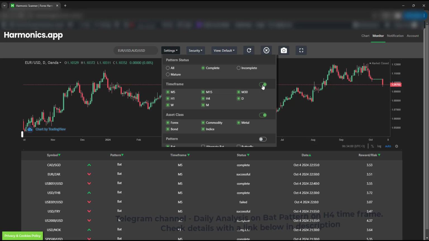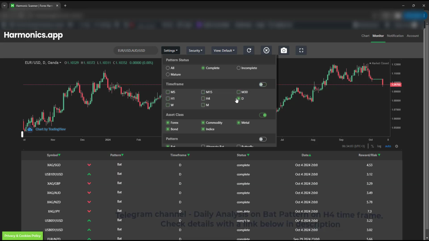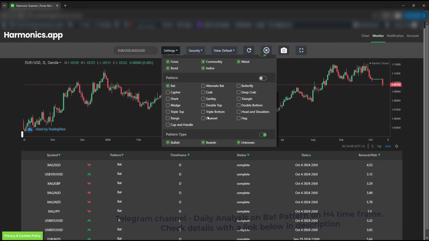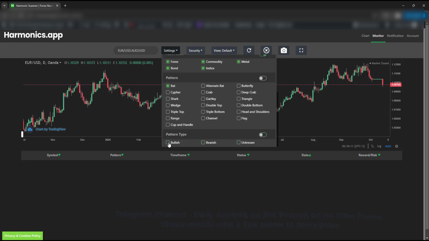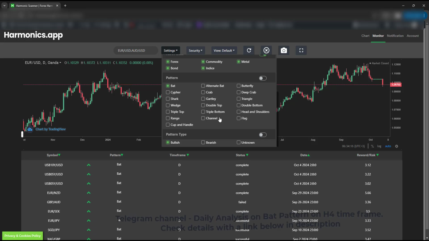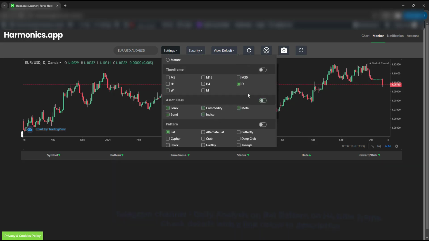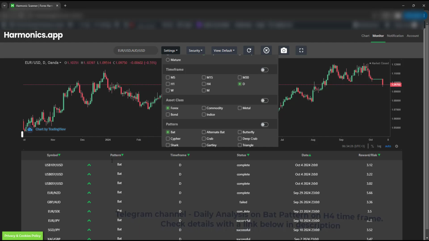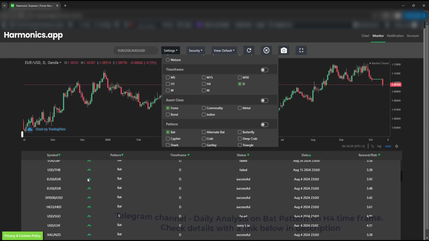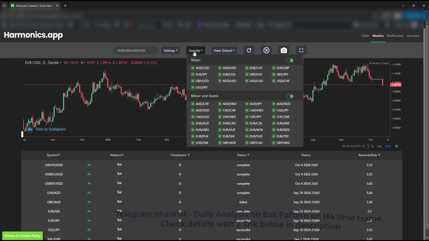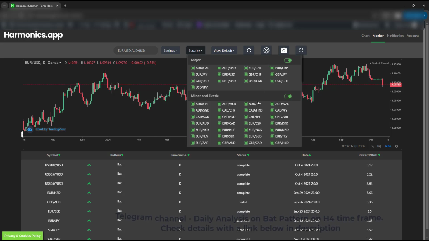Now, if you would like to change the time frame only to the daily time frame, you can see only bat patterns on the daily time frame. If you would like to select only, for example, bullish patterns, you can see only the green arrow here, which means a bullish pattern. Then if you would like to limit your settings only to Forex, you can do that by selecting only Forex with this green rectangle. Now you can see all the Forex symbols are visible here, and you can also make deeper settings and filtering of which symbols you would like to have.